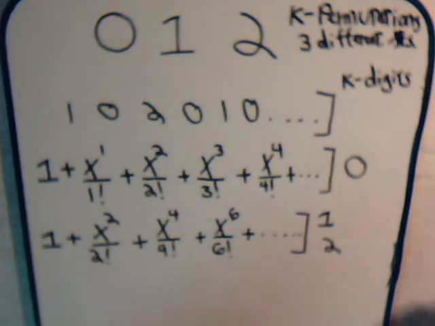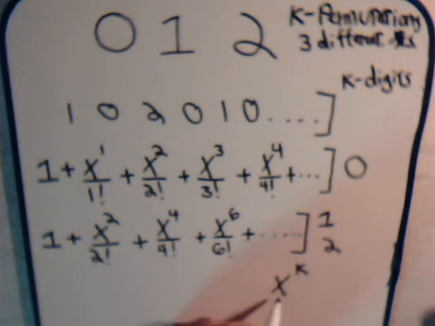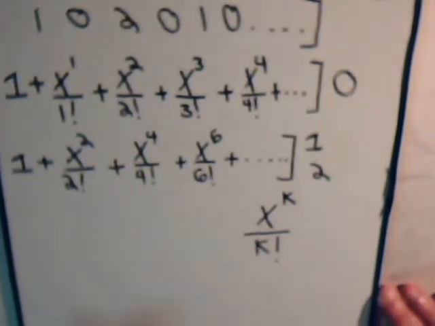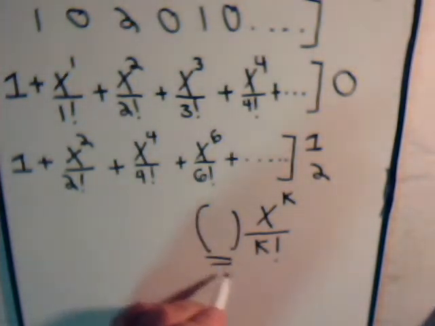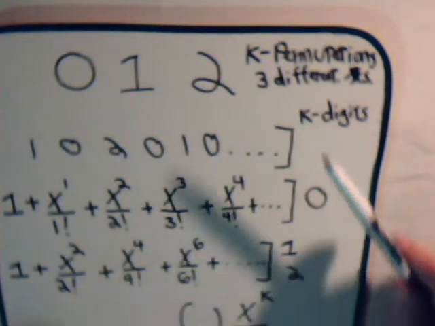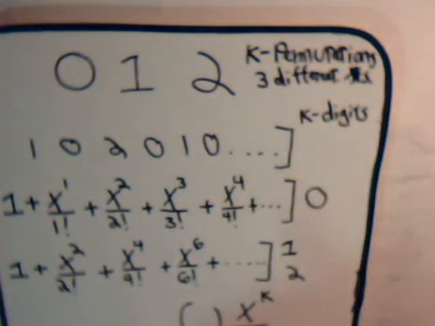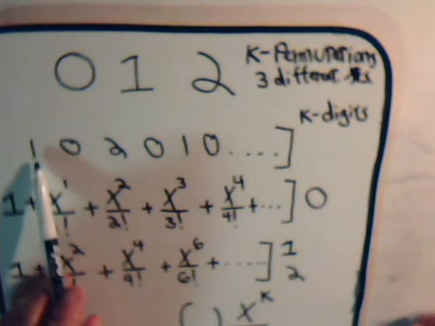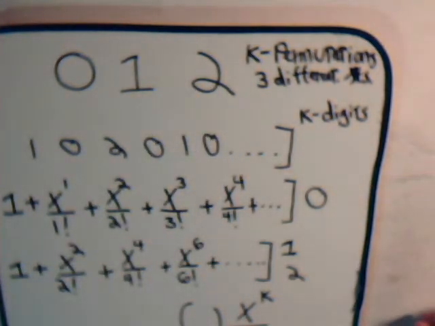What we want to know is what will be the coefficient of x to the k divided by k factorial, because that coefficient is what is going to tell us the number of k permutations we could make with these 3 numerals, where each permutation has an even number of 1s and an even number of 2s.